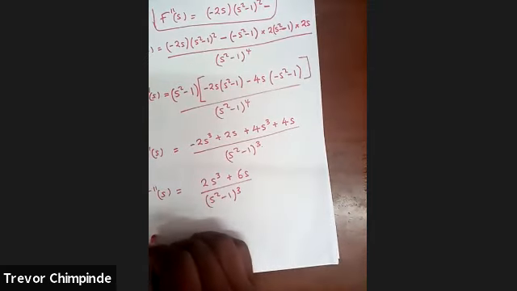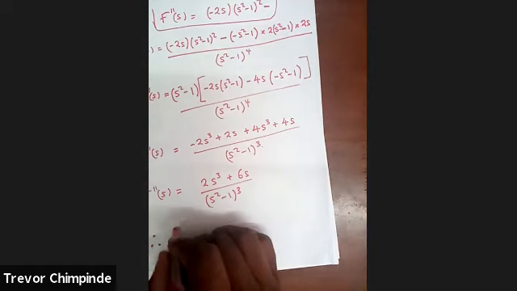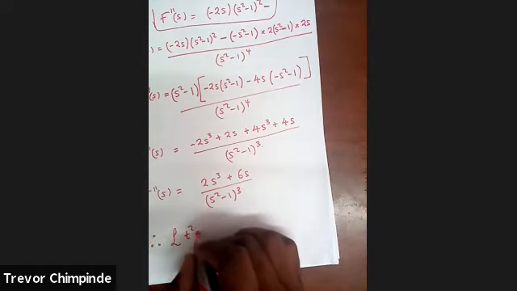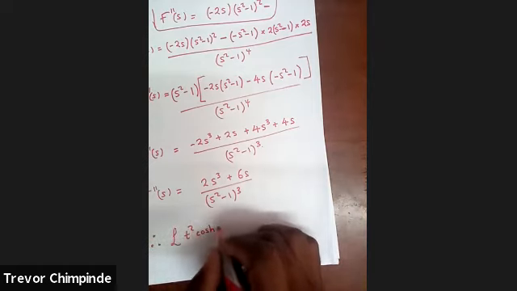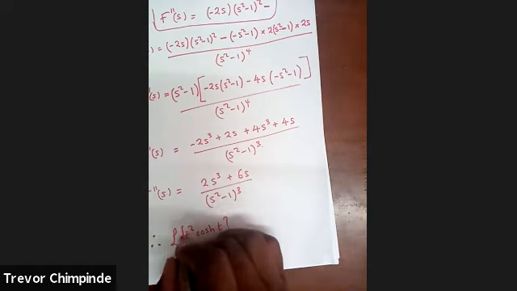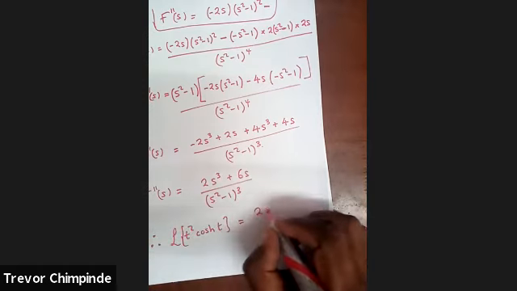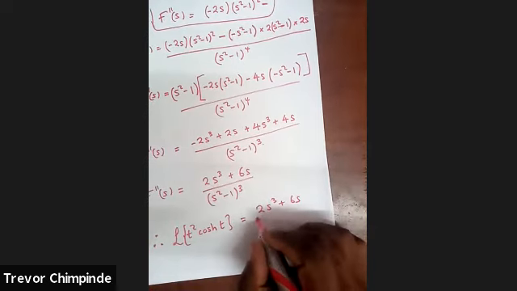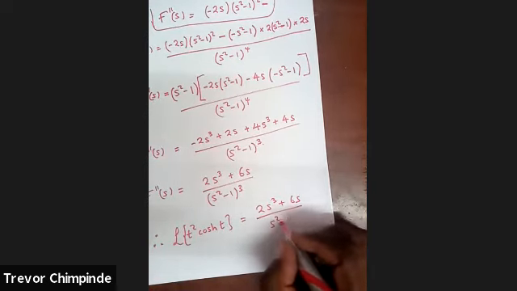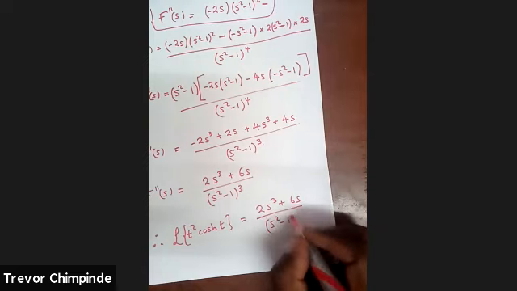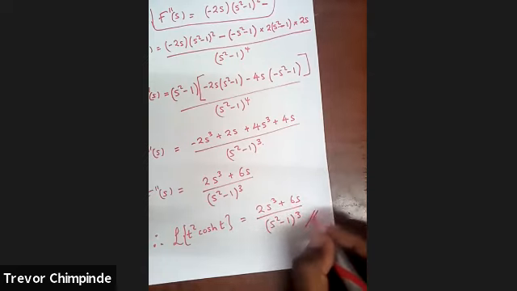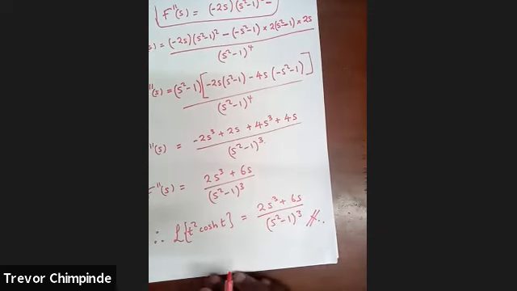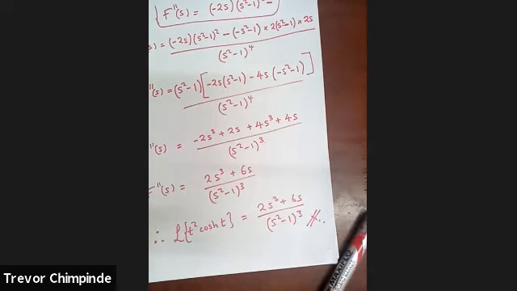Therefore, the Laplace of t squared and the hyperbolic cosine of t will be 2s cubed plus 6s over s squared minus 1 to the 3. That's how we apply this theorem. Any questions?